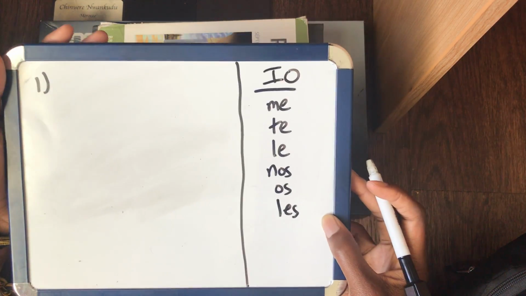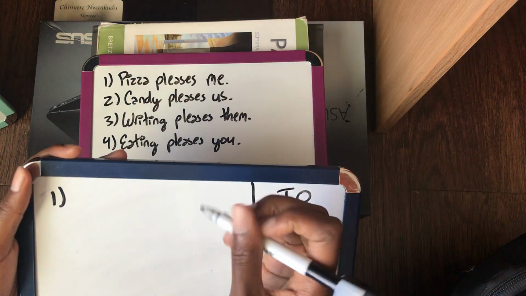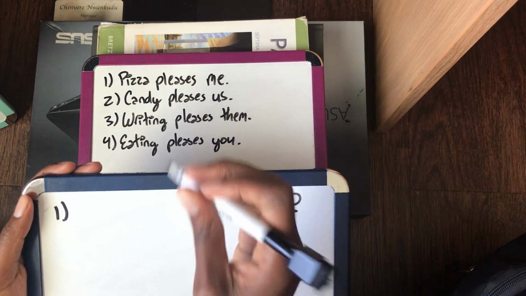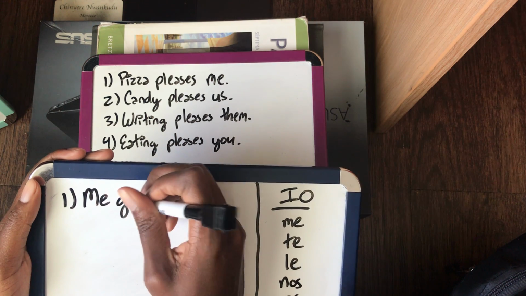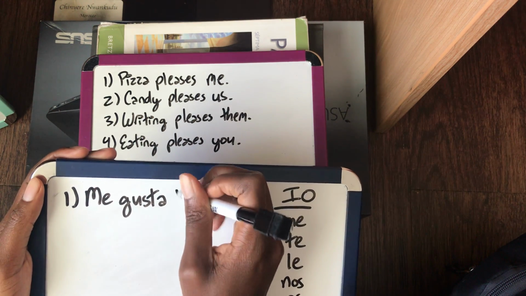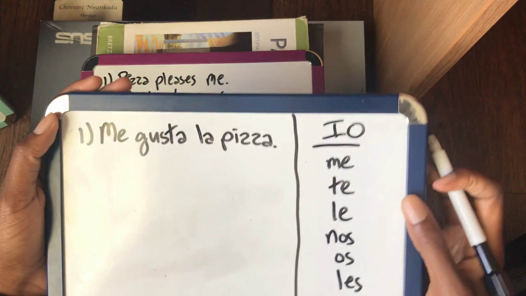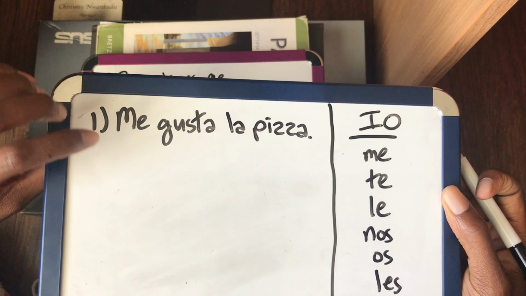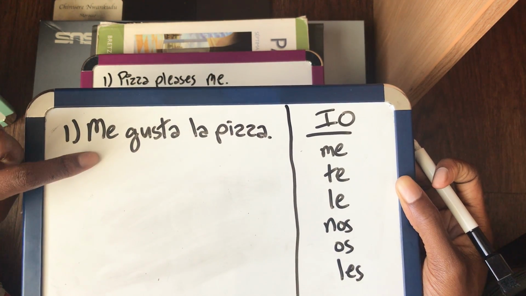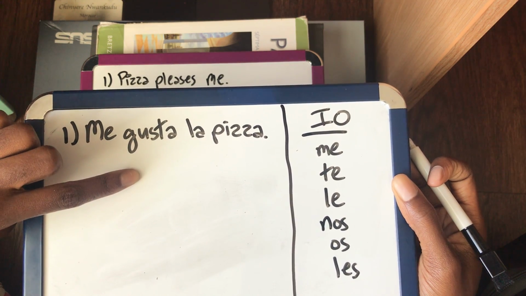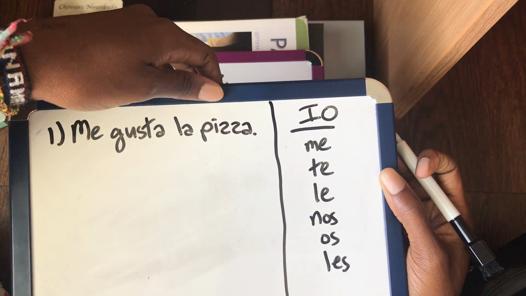If you want to know more about these, watch the prior video. So pizza pleases me is going to translate as, and notice the structure, me gusta la pizza. All right, let's talk about this structure. Notice that me is at the beginning. So the indirect object pronoun goes at the beginning, gusta goes in the middle, and la pizza goes at the end.